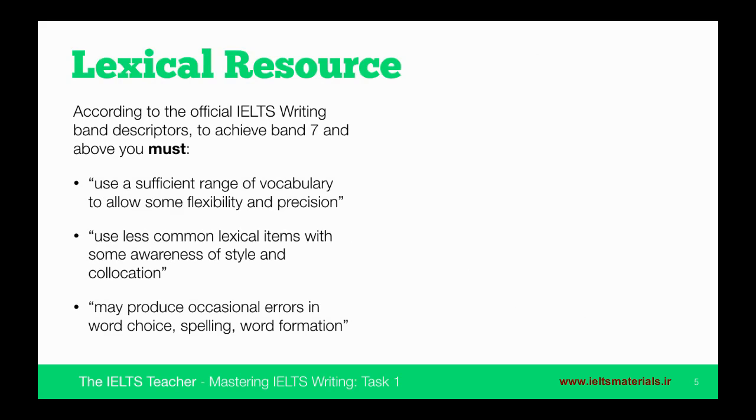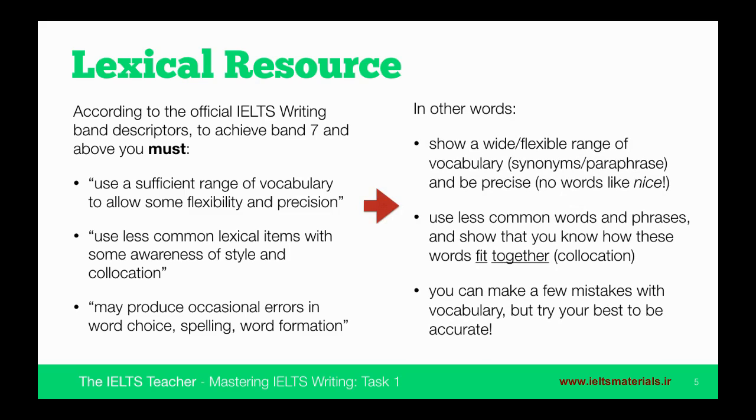As for lexical resource, which is about vocabulary, to achieve band 7 and above, you must use a sufficient range of vocabulary to allow some flexibility and precision, use less common lexical items with some awareness of style and collocation, and you may produce occasional errors in word choice, spelling, or word formation. In other words, you need to show a wide or flexible range of vocabulary, basically trying to use synonyms and trying to paraphrase, as well as being precise. So don't use any kind of floaty adjectives like nice, for example. You want to be as precise as you can be.